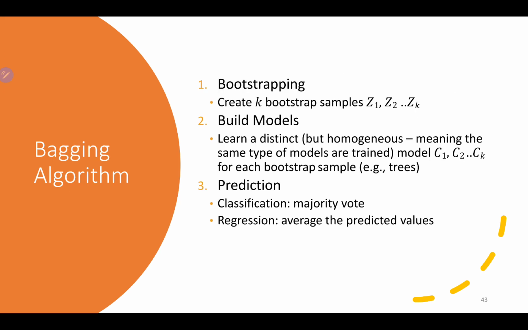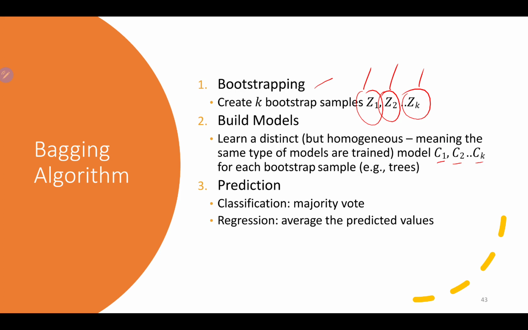So the general outline of the bagging algorithm is we do bootstrapping, right? And then we create those bootstraps, and then we build models on them. So we have model C1, C2, CK, and so on until we have K models basically. And each model is distinct, right? Why are they distinct? Because each model is trained on a different subset of the data. So these Z1, Z2, and so on are different from each other. They are bootstraps from the original data, so there are differences between them. So the models will also be different.